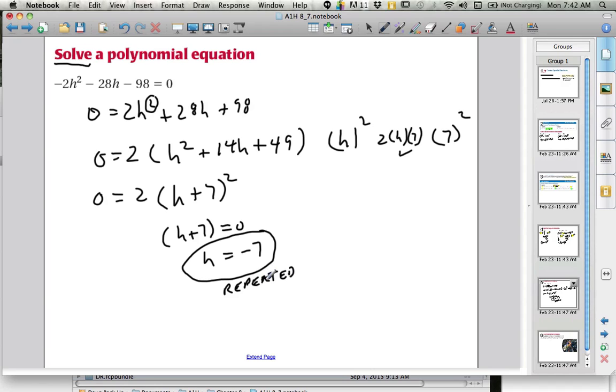Okay, we don't normally bother writing -7 and -7. That's redundant. But it's good to know it's a repeated solution, because sometimes when we work with larger polynomials, we want to keep track of whether or not we found all of the solutions, right? I found -7 2 times, so I have found all of the solutions.